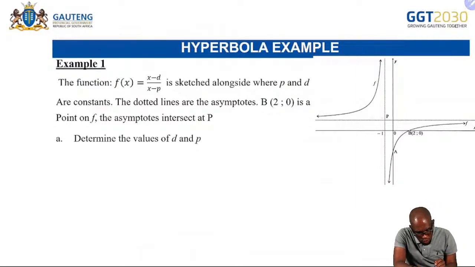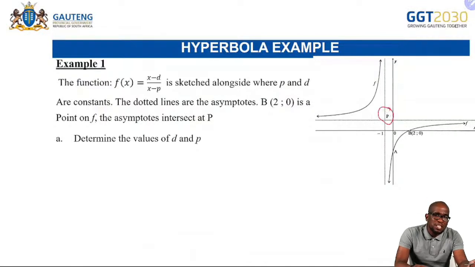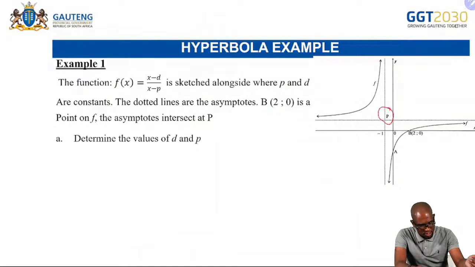The asymptotes of this graph intersect at P. So point P is a point that represents the intersection of the asymptotes. Now determine the values of d and p.